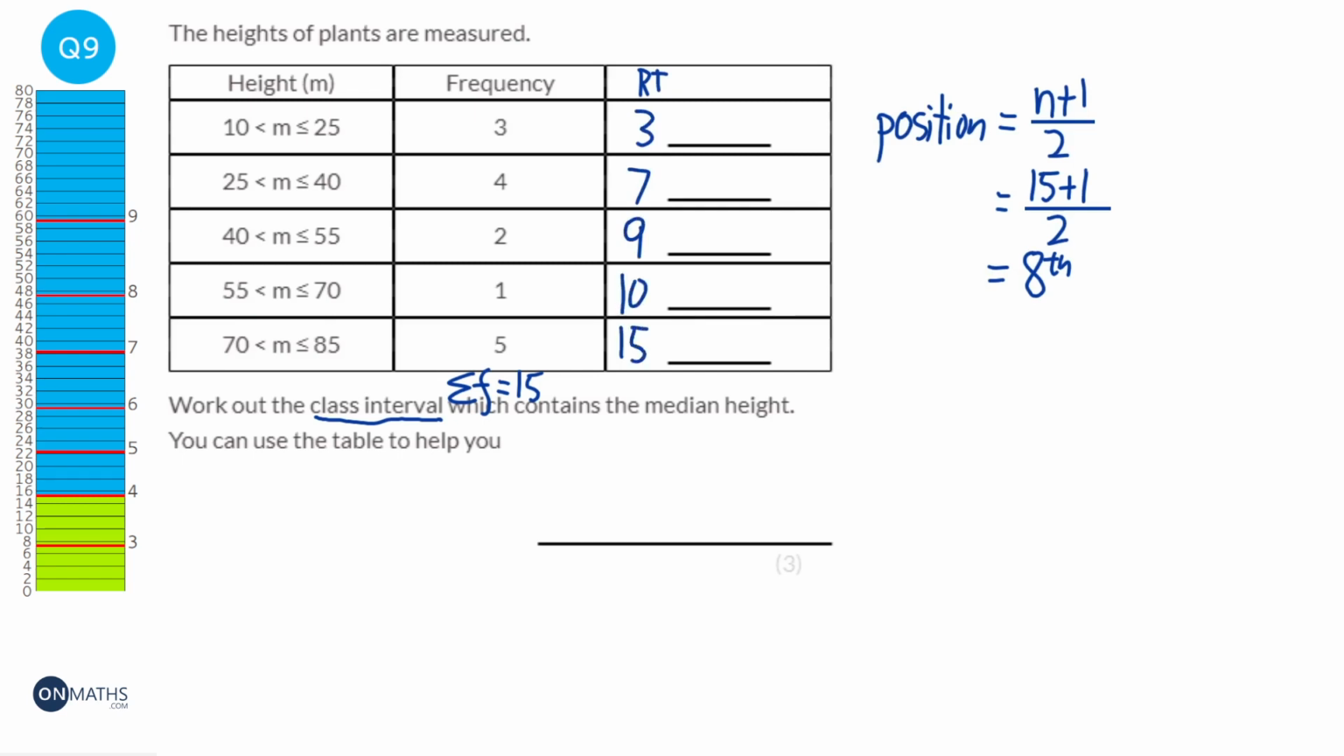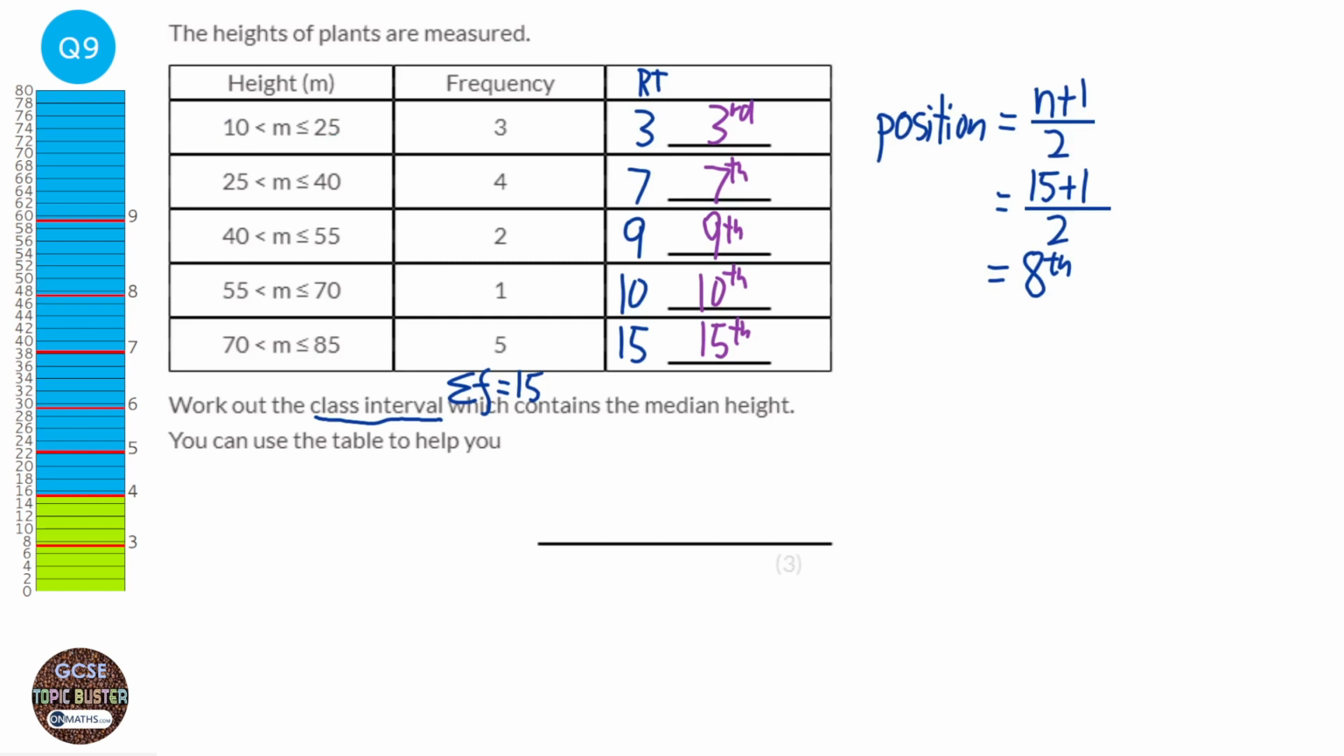And then what I do is just convert those into 3rd, 7th, 9th, 10th, and 15th. So what those numbers are the last time that a number is in that group. So we've got 3 numbers that are in the group 10 to 25, and the 3rd one is the last number in that group.